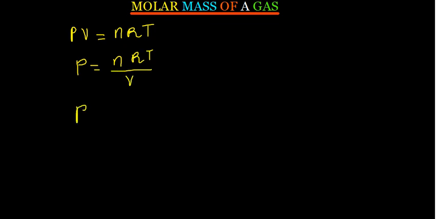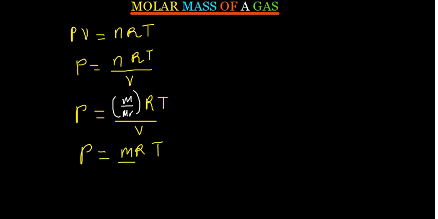And so we also know that number of moles is given by mass over molar mass. So that will be mass over molar mass where there is number of moles, then multiplied by the universal gas constant multiplied by temperature divided by volume. Since the molar mass is in the denominator, it will multiply with the volume here. So I'm going to have pressure being equal to mass times R times temperature divided by volume multiplied by molar mass. Now we know that mass over volume gives us density. So I'm going to have pressure being equal to density multiplied by universal gas constant times temperature over molar mass.